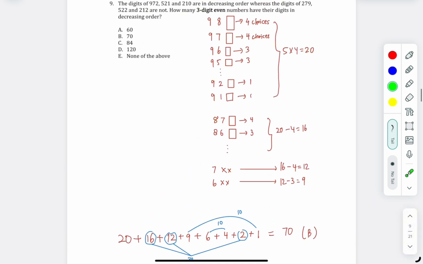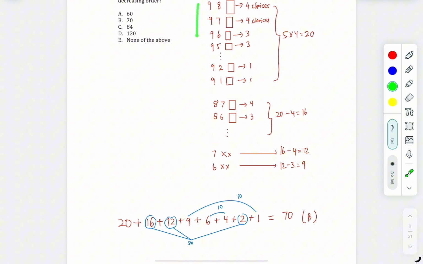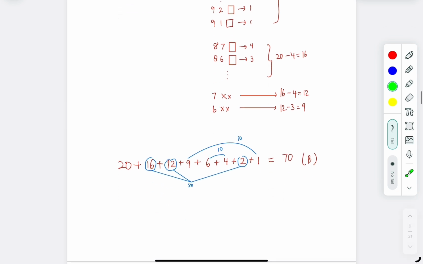In short, I do a listing for 9, a smart listing for 9, and then we find the pattern for 8, and then the pattern for 7, 6, 5, 4, 3, 2, 1. Since there are only 9 cases, we just do it manually to get the answer 70.